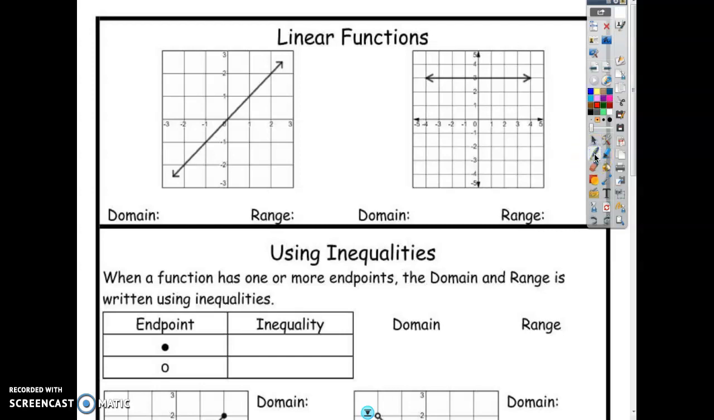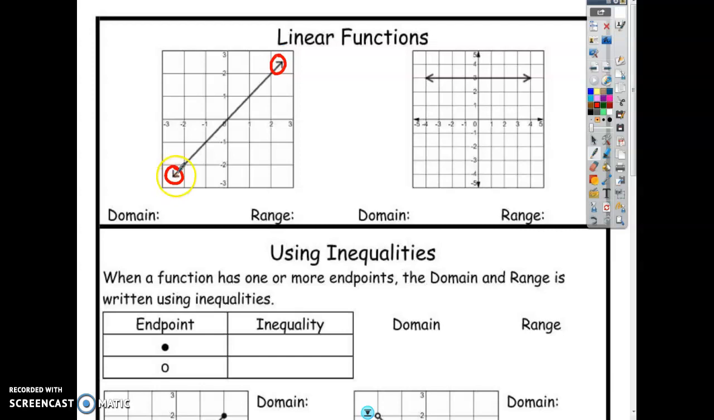Okay, today we're doing domain and range of linear functions. That's A2A. This page is going to go on page 10 in your composition notebooks. We're going to start with linear functions that go on forever and ever. Those arrows mean that it's going to keep going forever and ever and ever. It's not going to stop, right? So go ahead and circle that with any color you want.